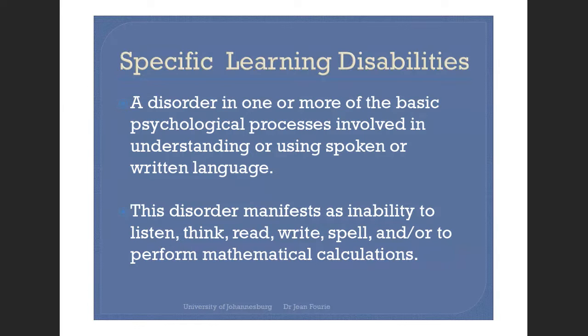So a specific learning disability is a disorder in one or more of the basic psychological processes involved in understanding or using spoken or written language. So the underlying key here is there are psychological processing problems. And we see those psychological processing problems that are organic, so they're sitting in the brain. We see the disorder manifested as difficulties with listening carefully, thinking things through, reading, writing, spelling, and doing maths.